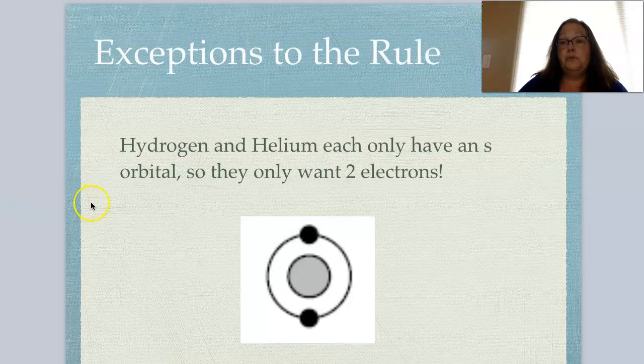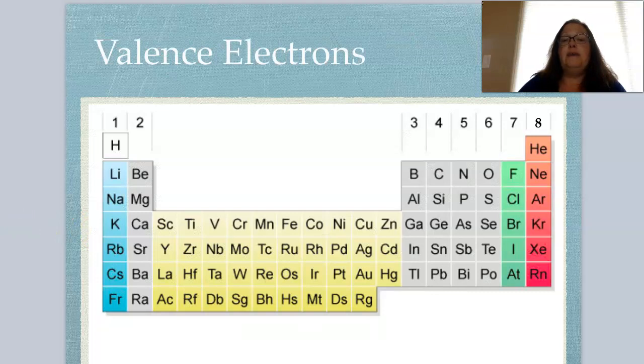The exceptions to the rule, of course, are hydrogen and helium. They don't want 8 because hydrogen only has 1 electron and helium only has 2. So they only want 2. There is no 1p, so 1s can only hold 2 electrons, and hydrogen and helium are happy with that. So if you have not already labeled the valence electrons on your periodic table, I would take a moment to do that right now.